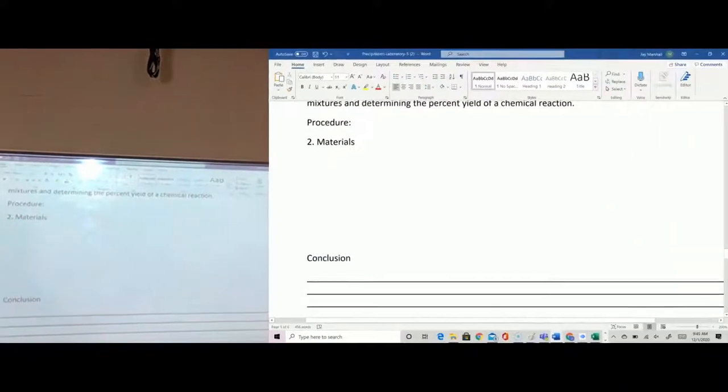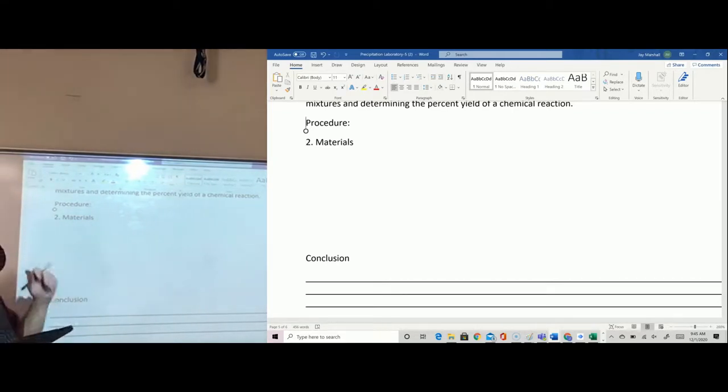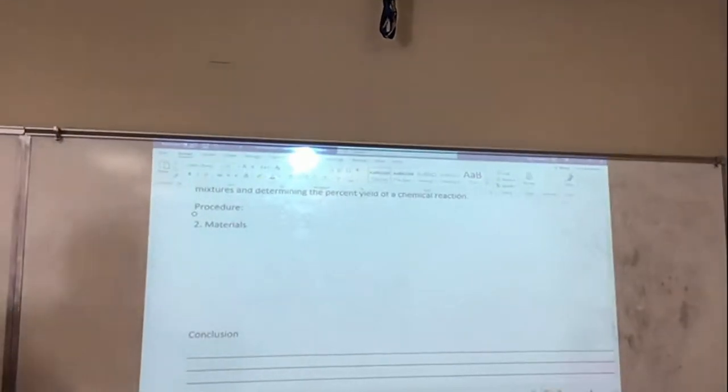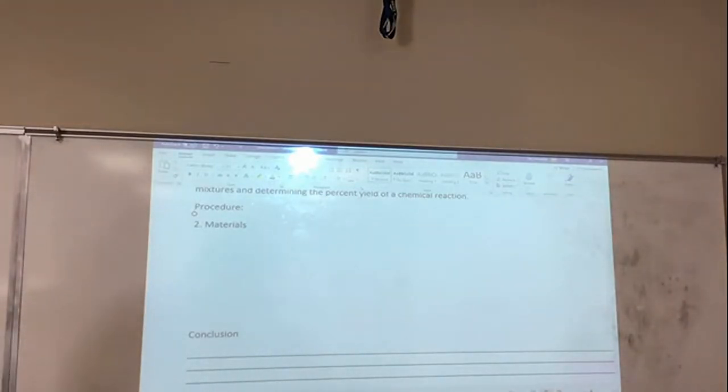We do need to write down all of the materials that we used, okay? So trying to put them in somewhat of an order in the way that we used them. The first thing we did was make solutions, right? So what things did we need in order to make our solutions? Okay, so we needed a balance, and so we'll say the electronic balance.